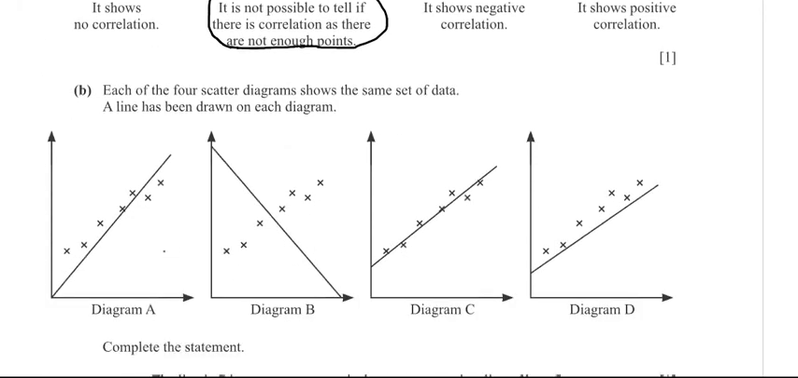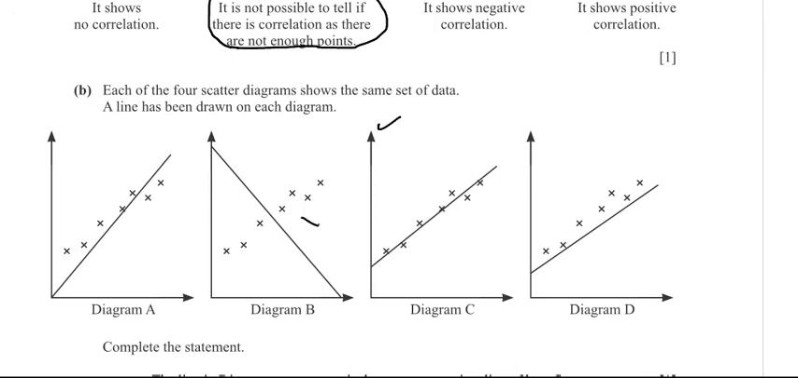Look at this one. Here the diagrams are shown, and here there are enough points. Each of the 4 scatter diagrams shows the same set of data and a line has been drawn on each diagram. Complete the correct statement. Whenever we draw a line on a scatter diagram, either the maximum number of points should be on the line or the points should be at the nearest distance. So this one is actually a correct line. You can see one point is on the line and the others, 1, 2, 3, are on one side and 1, 2, 3 on the other side, and the distance is the same.